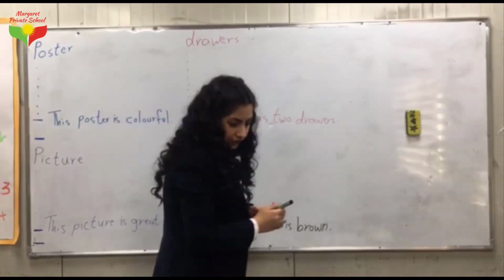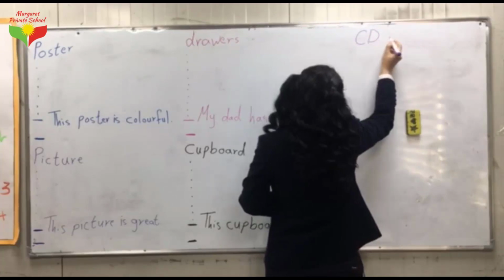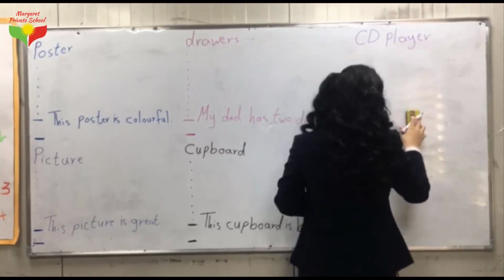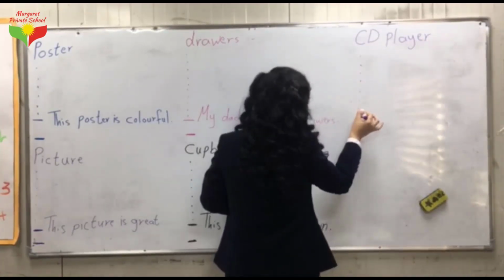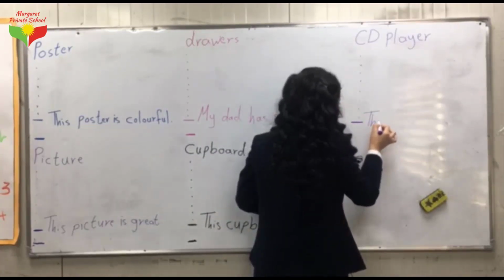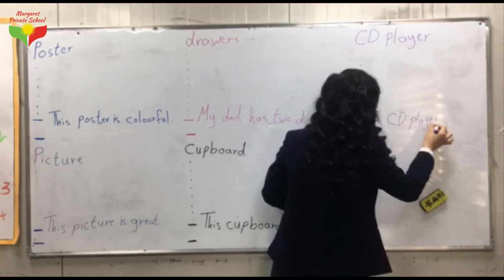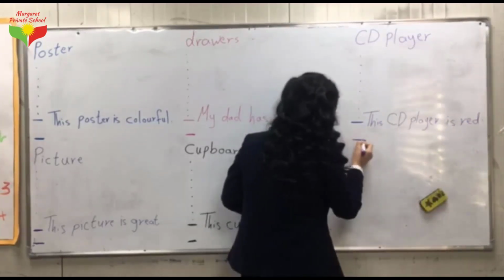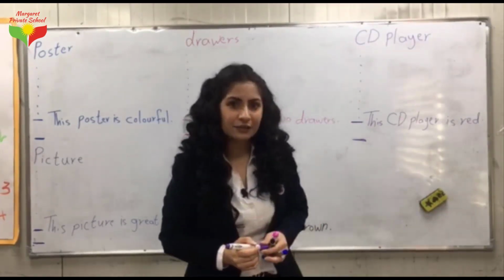Let's go to the last word, CD player. You should write CD player till the middle of the page. Then I'm gonna write my sentence. This CD player is red. Now you should write your sentence for CD player. Okay, dears, write it down.